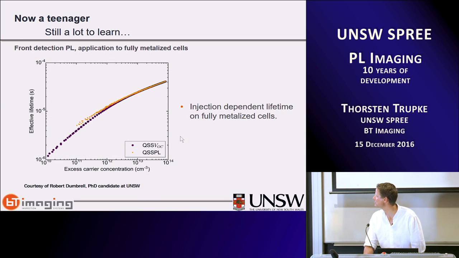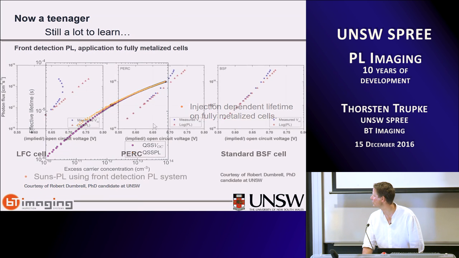Robert is doing some measurements using the front detection system on fully metallized cells, which is pretty cool. Here we show that the minority carrier lifetime can now be measured on fully metallized cells, which was not possible previously because Sinton measurements can't be done on metallized cells. And here he showed that he gets very nice agreement between the PL data and lifetime data extracted from VOC measurements. That is very nice and also subject to ongoing work.